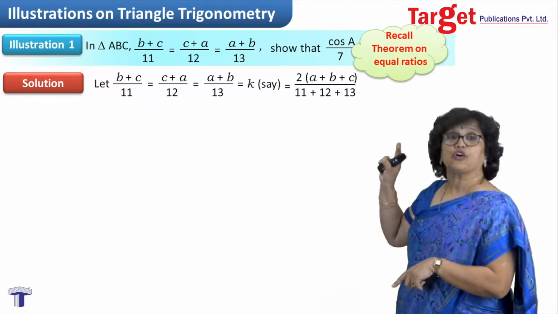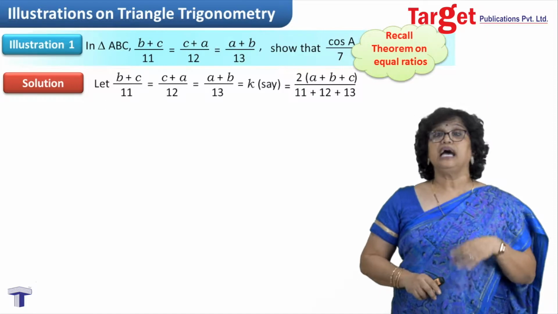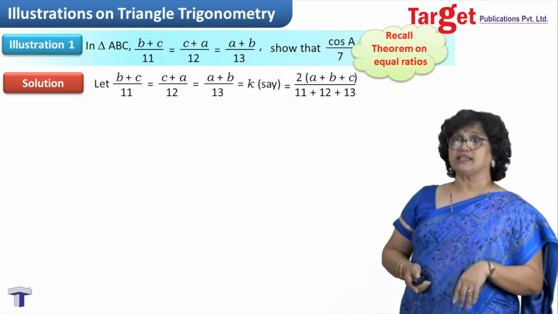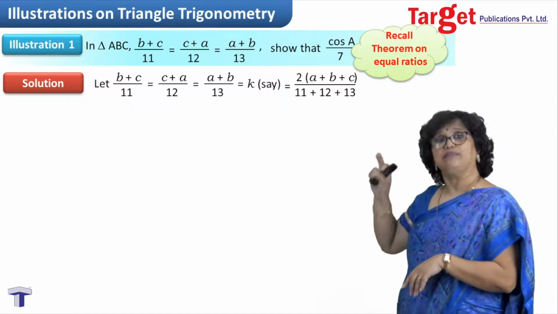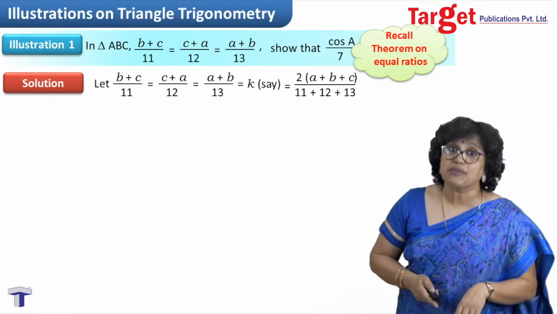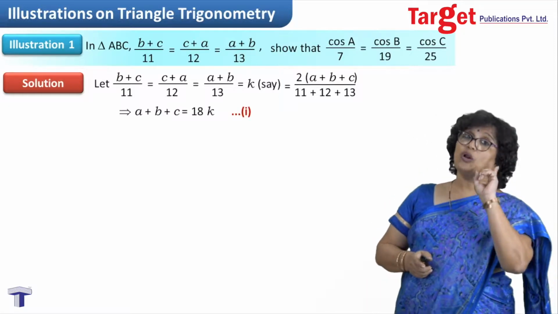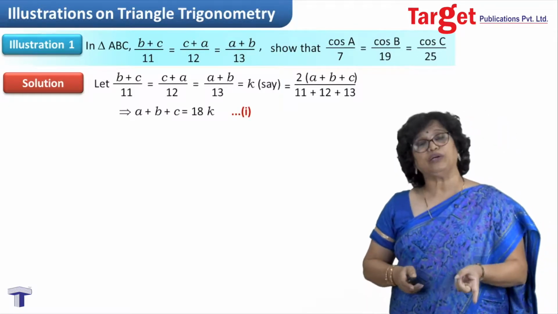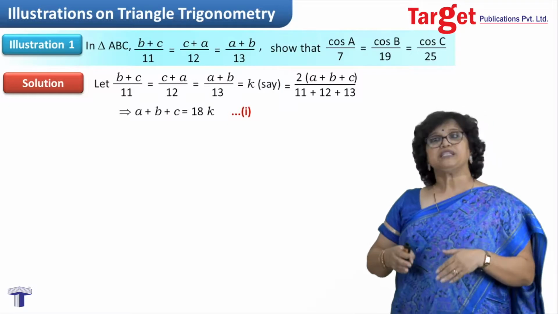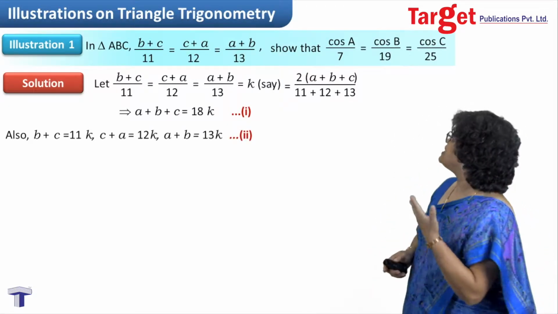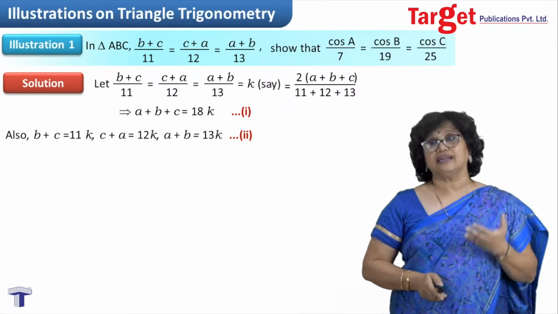That leads to 2(a+b+c) in the numerator, and the denominator would be 11 plus 12 plus 13, which is nothing but 36. So 2 upon 36 times (a+b+c). So it is (a+b+c) upon 18. And that tells me further that I can always write a+b+c = 18k. Now a+b+c is 18k, b+c is 11k, c+a is 12k, and a+b is 13k.